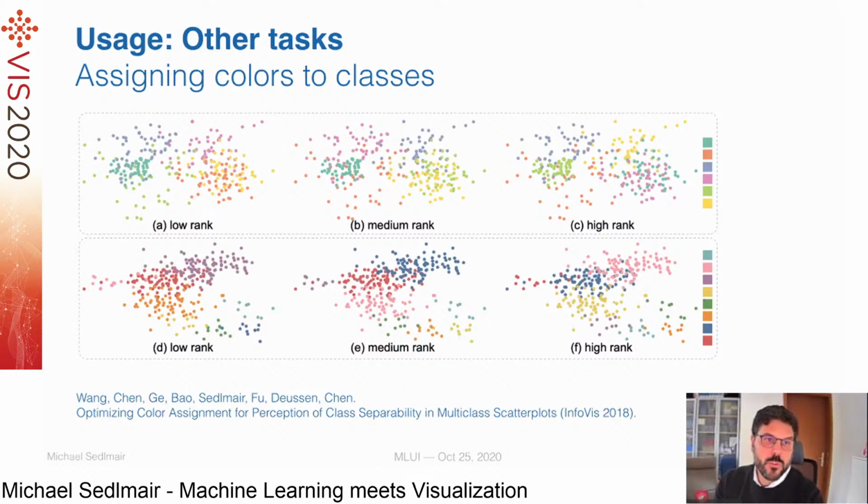We did that also for color coding. The idea here is to have an algorithm that automatically assigns colors to classes in a scatter plot in a way that makes them easier for a human to differentiate. On the left-hand side, we see plots that were low ranked by our algorithm. And on the right-hand side, we see color assignments to scatter plots that were highly ranked by our algorithm based on that approach.